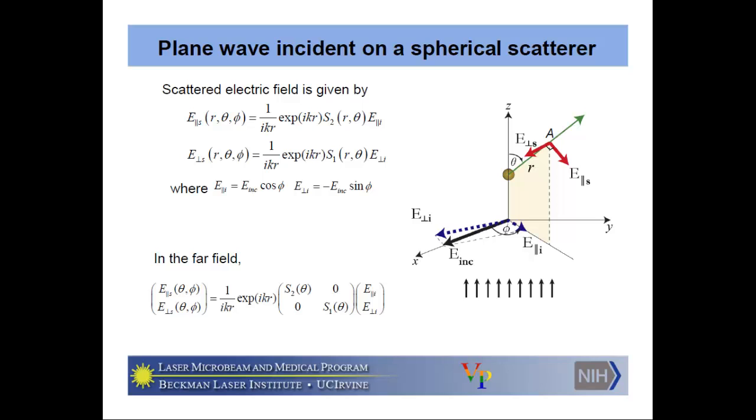In the far field, it is much simpler. It does not depend on R. This is what you normally see. So you don't have R dependence here. And beyond a certain limit, we can use these equations to get the scattered field at a given location.